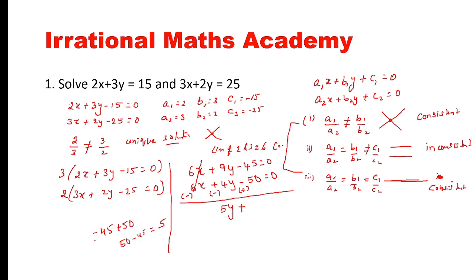5. After that, you have to check which is the bigger number. Here 50 is the bigger number. What is the sign for that? Plus sign is there, right? So I'll get what? Plus 5 equal to 0.